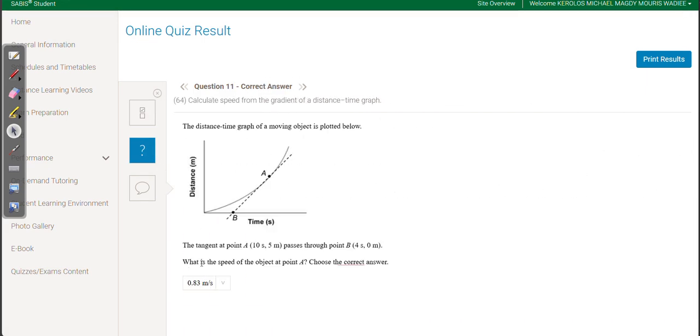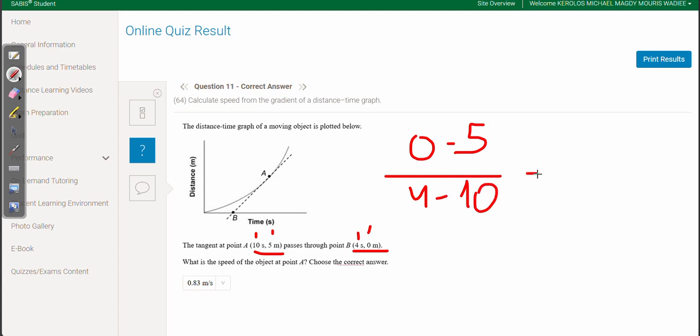Next question: what is the speed of the object at point A? We have a curve here, we do not have a straight line. So the speed of an object at any point on that curve is equal to the slope of the tangent. Here we have the points, so we use y2 minus y1 over x2 minus x1: 4 minus 10 over negative 5 minus negative 6... Plug that in your calculator. You'll have 5 over 6. You will get 0.833, which is the correct answer.